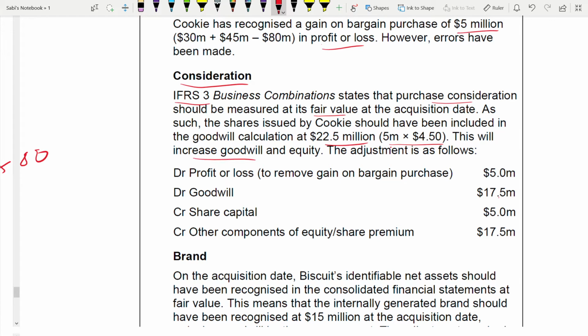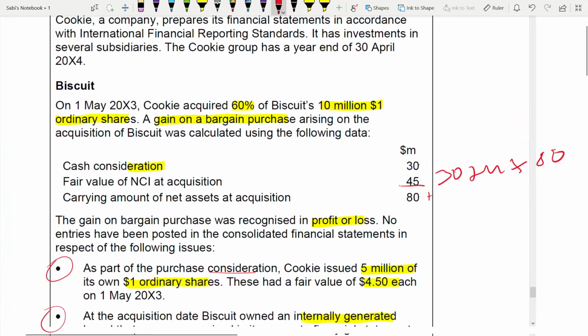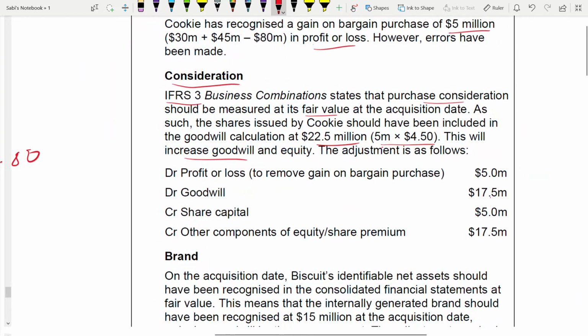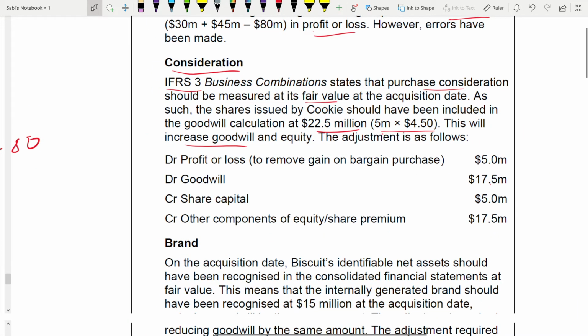See, purchase consideration. This is your cash consideration. With this, you add 22.5 now. Because this is 22.5, goodwill will go up. So goodwill will increase and also your equity will increase because of the share issue. How are you going to show this adjustment?